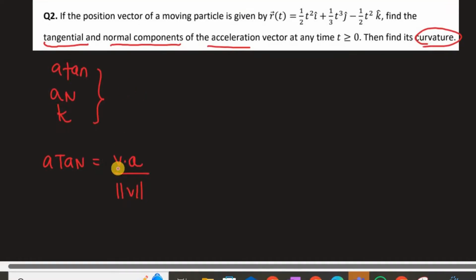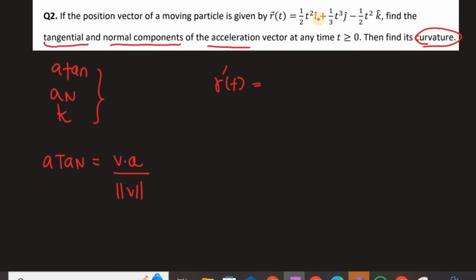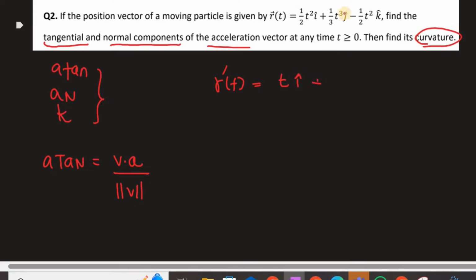And now, to find V, we have this R over here, the position vector. And in order to find V, we're simply going to take the derivative of it, right? To find the velocity. Okay, so let's go ahead and derive this. So if you do that, then the 2 comes down, right? So then this 2 and 2 cancel out, and you subtract 1 from the t. So then you're only left with t i hat plus, and 3 comes down, and 3 cancels out, and subtract 1 from the t. So that's t squared j hat. And similarly you do over here, and you're left with negative t k hat. So this is the velocity vector.